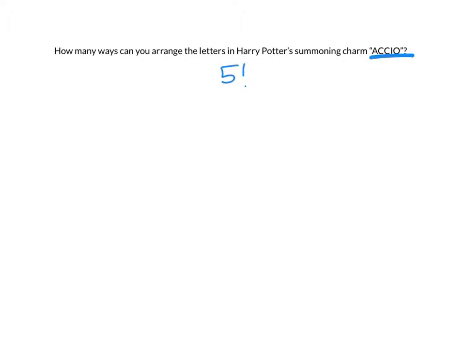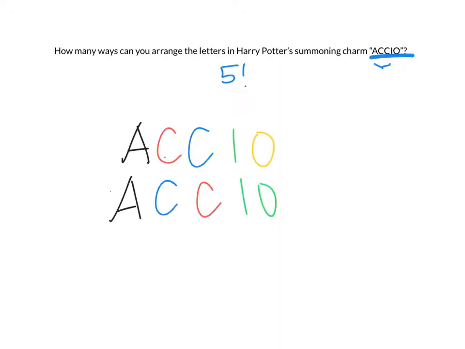Seems simple. Not exactly. Because 2 of the letters, the C and the C, are the exact same letter, there are going to be repeated arrangements. This may be easier to see with colors. Here are 2 of the 120 arrangements that we get if we have the 2 C's distinct, so that we consider them differently. The first one, we've got A, red C, blue C, I, O. The second one, we've got A, blue C, red C, I, O. Oh, that should have been yellow.